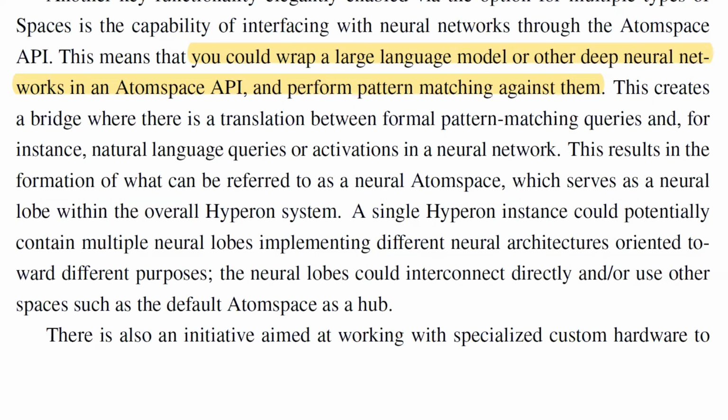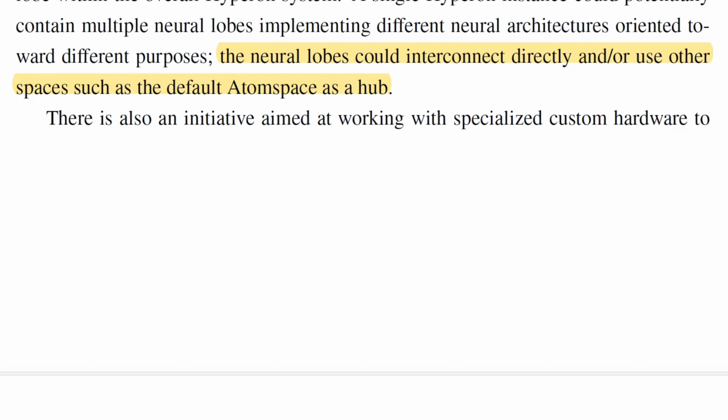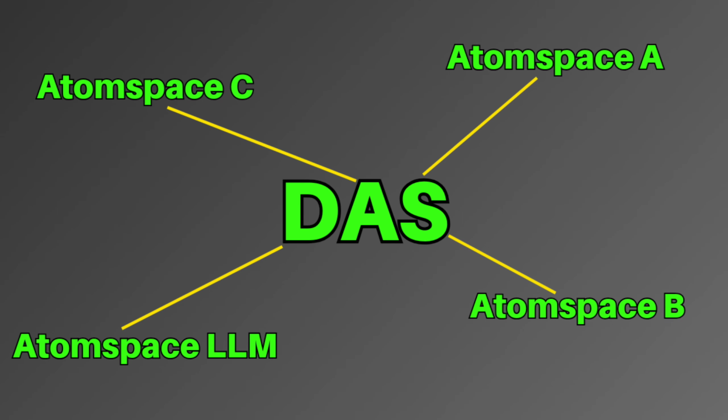Good. When it comes to multiple possible atom spaces, you could wrap a large language model or other deep neural networks in an atom space API and perform pattern matching against them. The neural lobes could interconnect directly and/or use other spaces such as a DAS default atom space as a hub. Now this is where LLMs come in. They could be basically one part connected to multiple different atom spaces with the DAS as a central hub. Now this slowly starts to look a lot like an actual brain to me.